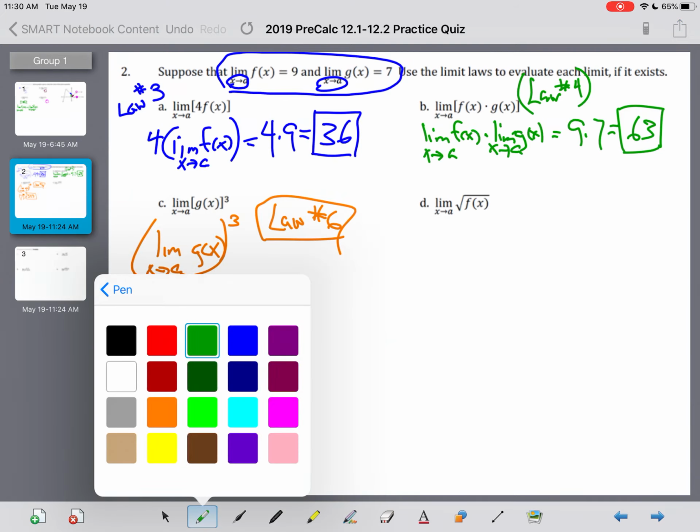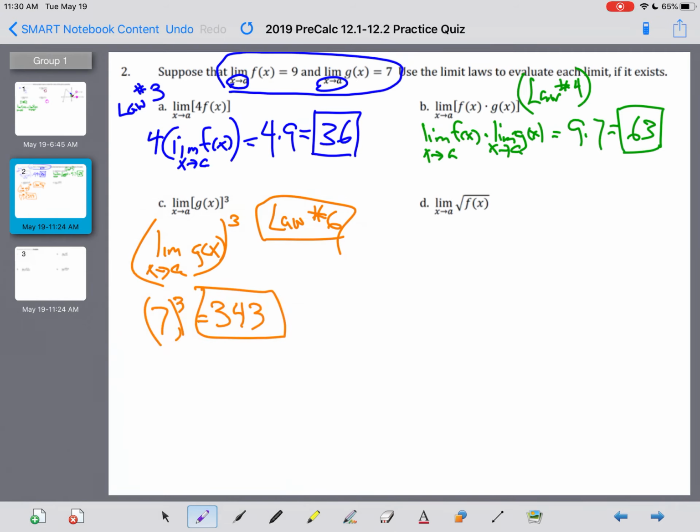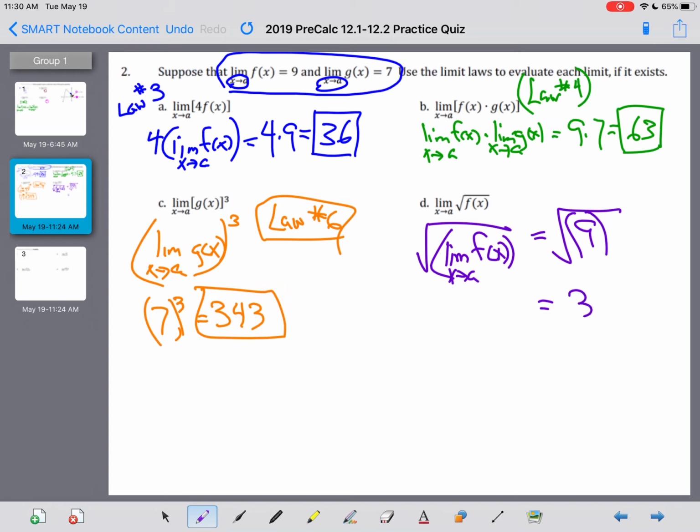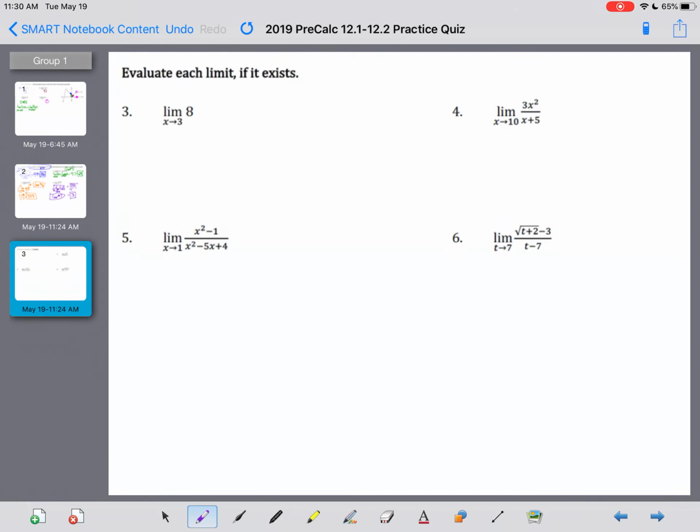And the last one here. I got the limit of a square root, so that's going to be the square root of the limit as x approaches a of f of x. This problem was set up nice because that is a 9, which equals 3, and that is law number 7. Not as tough as those ones that we had to do the whole set of work for.